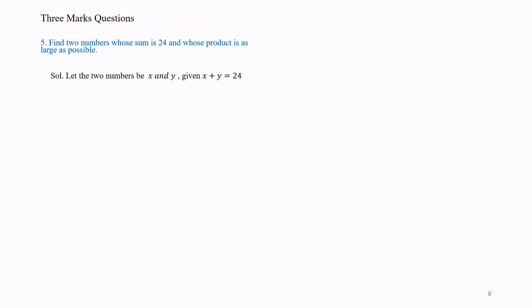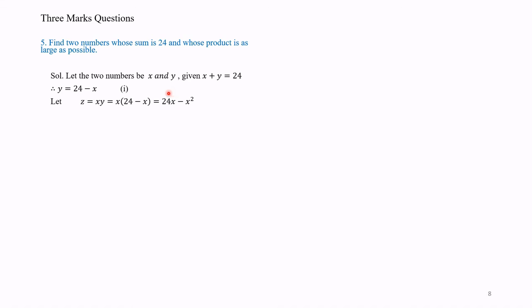Solution. Let the two numbers be x and y. It is given that the sum of two numbers is 24. Therefore, x plus y is equal to 24. Therefore, y is equal to 24 minus x, rearranging and moving x to the right hand side.